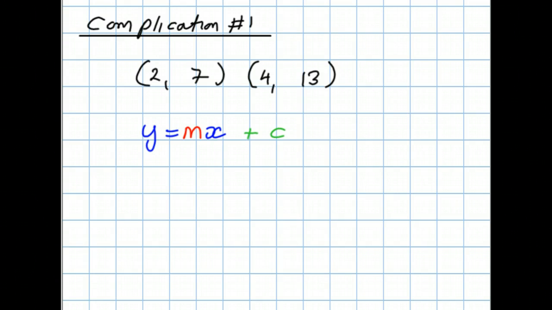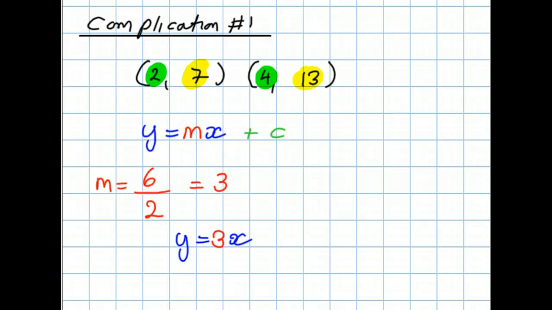Now, we're going to find m first. M is the gradient. It's how far you go up every time you go across 1. So let's have a look what happened. You went up 6. That's the change in y coordinates. When you went across 2, that's the change in x coordinates. So the gradient is 3. So I've already got now part of my answer. Y is equal to 3x plus some number.